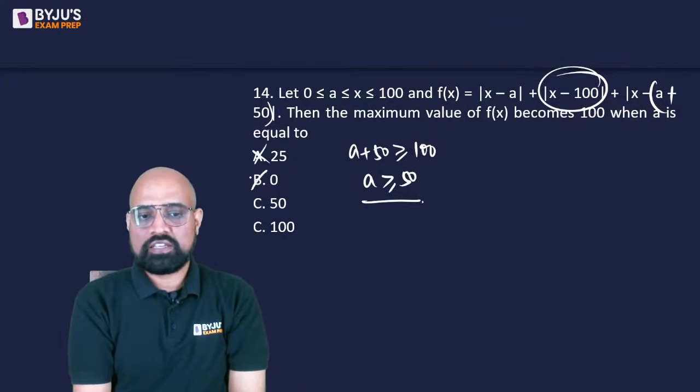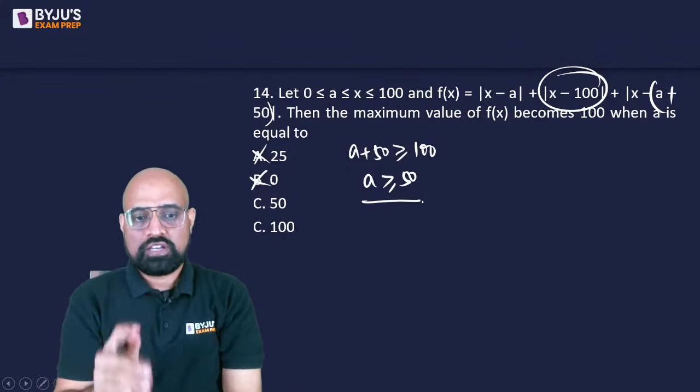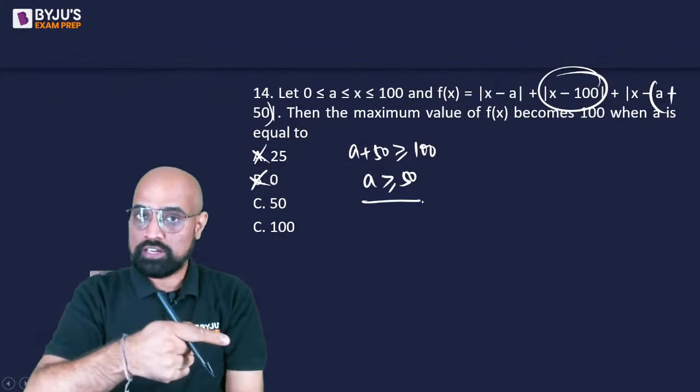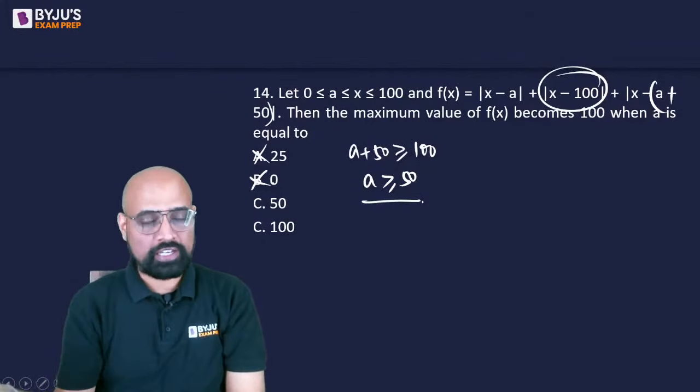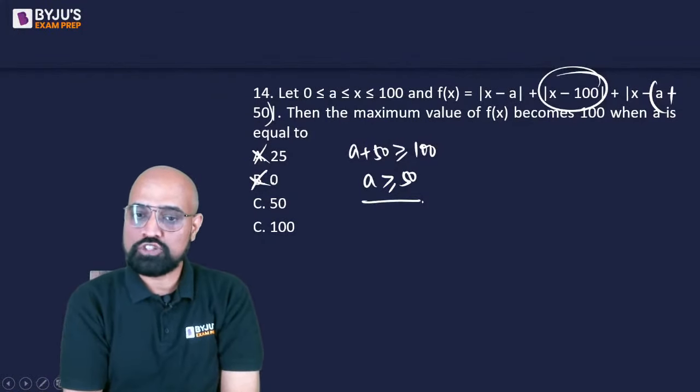So A and B, they are gone for a toss. Now we have two options. I'll put one of the values and check. If it works out, fine; if not, I'll move on with the next option.